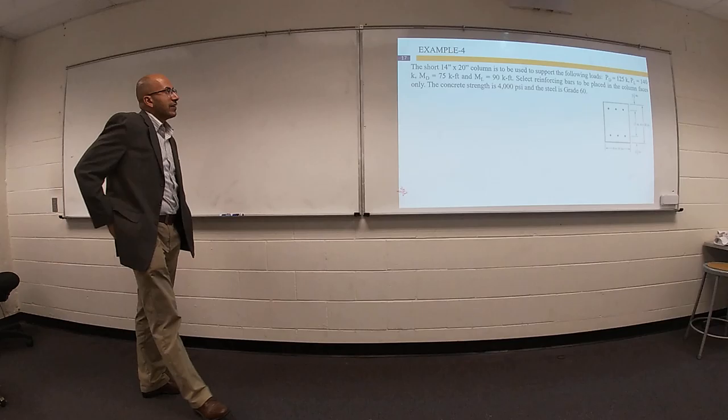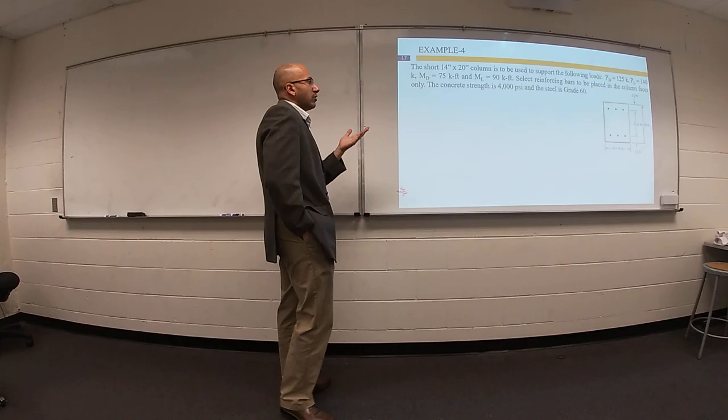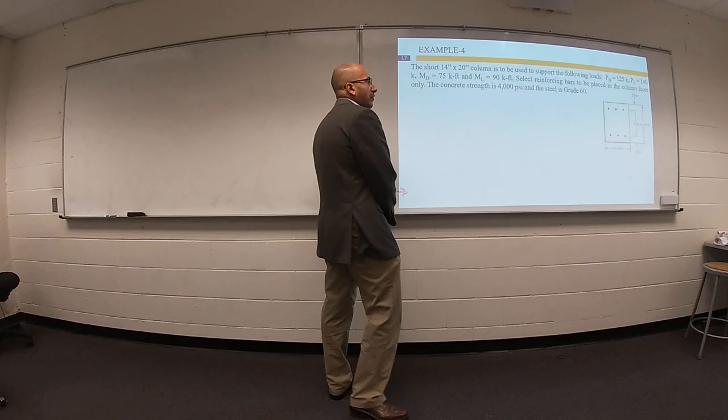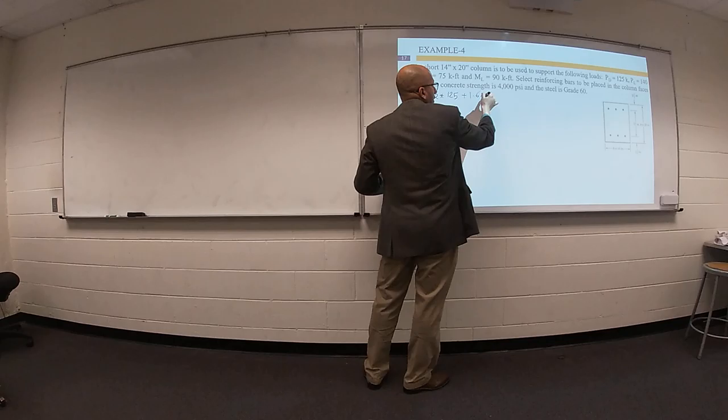This one. We have a short column, 14 times 20. So the column dimension is given. That's fine. Sometimes the column cross section is not given, so we need to figure it out. Anyway, your 14 times 20 column is to be used to support the following load: P dead 125, P live 140. So I can figure out what is the value of P ultimate, equal 1.2 times 125, 1.6 times 140.